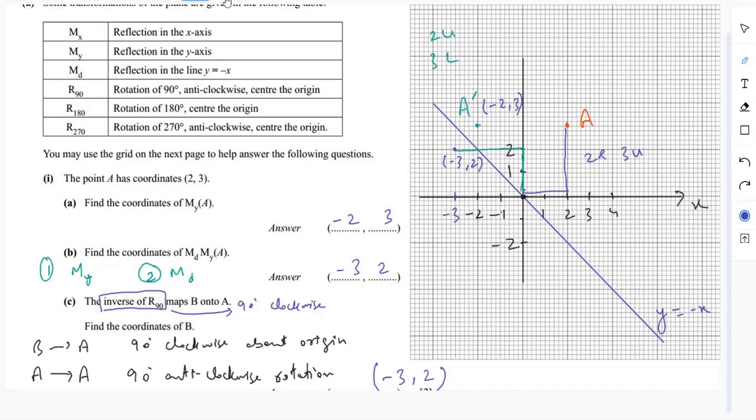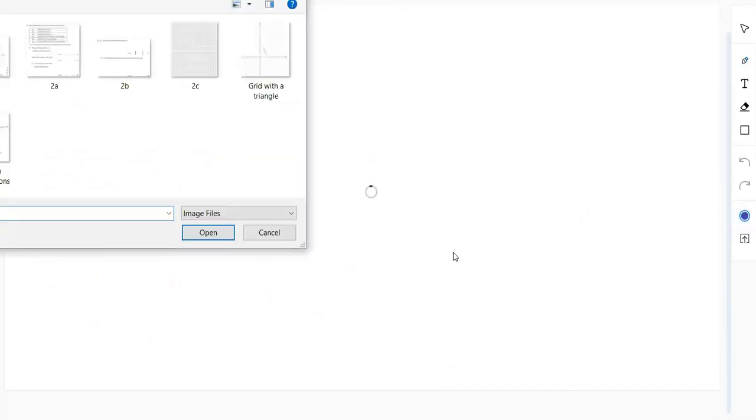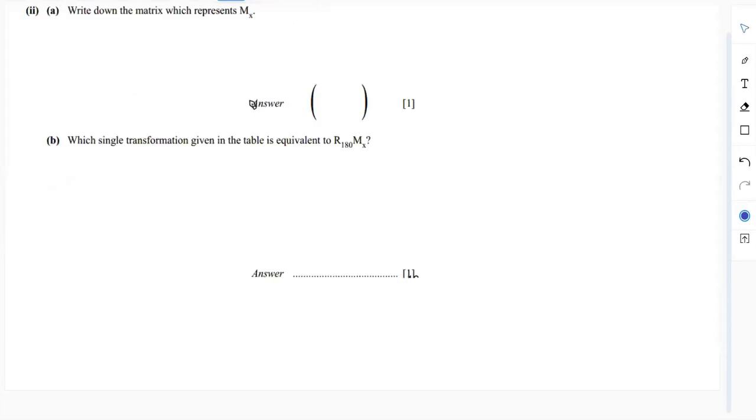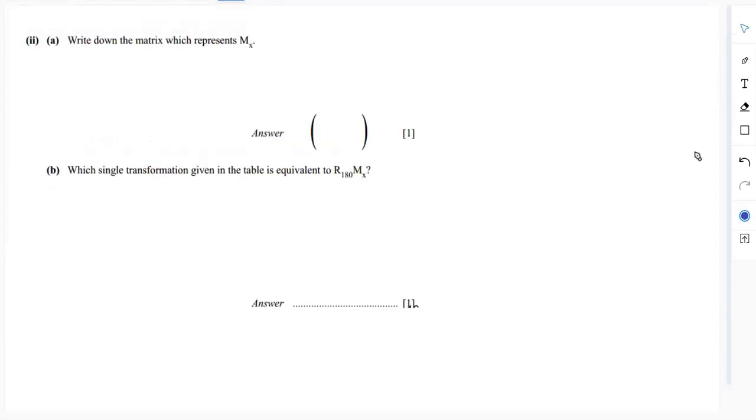Okay, good. Let's move on. Let's look at the next part. Okay, so then we have part 2 here. इसमें मैं grid भी copy कर लेता हूँ.